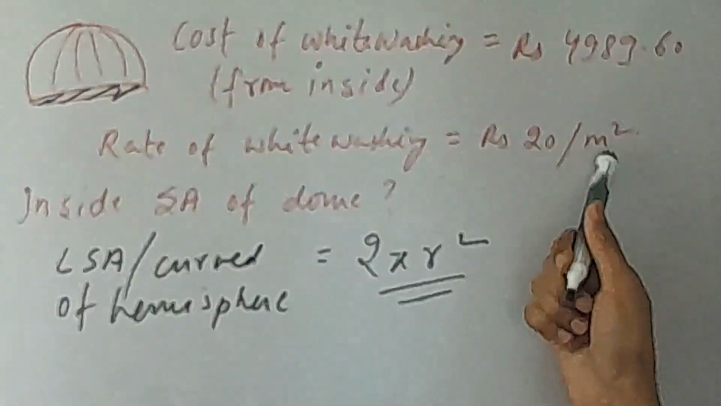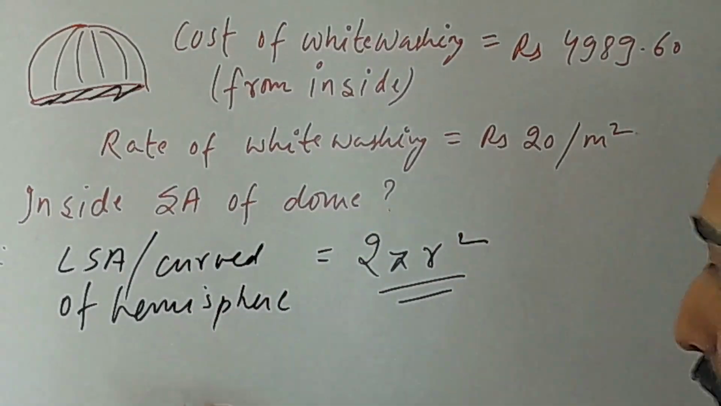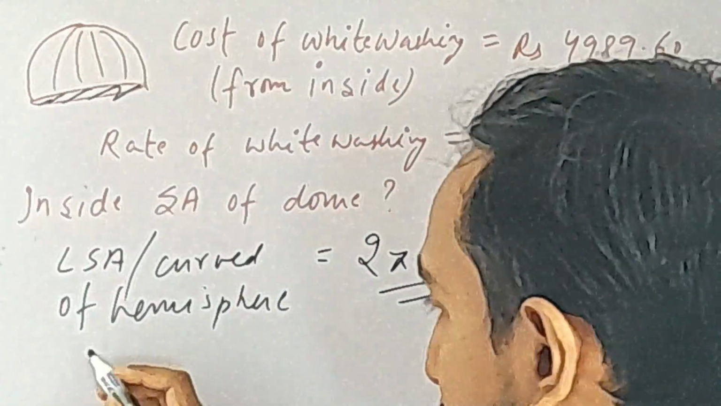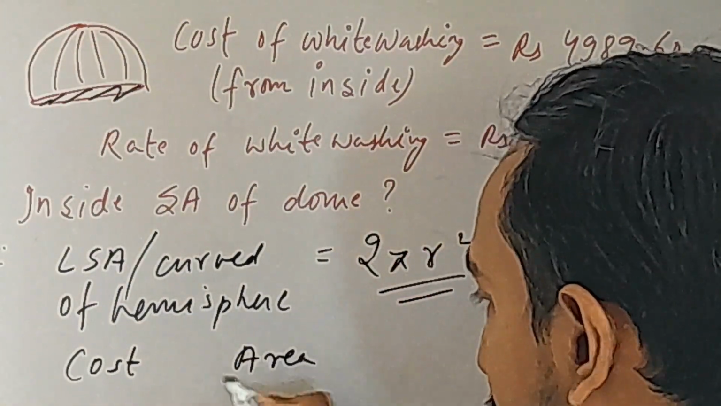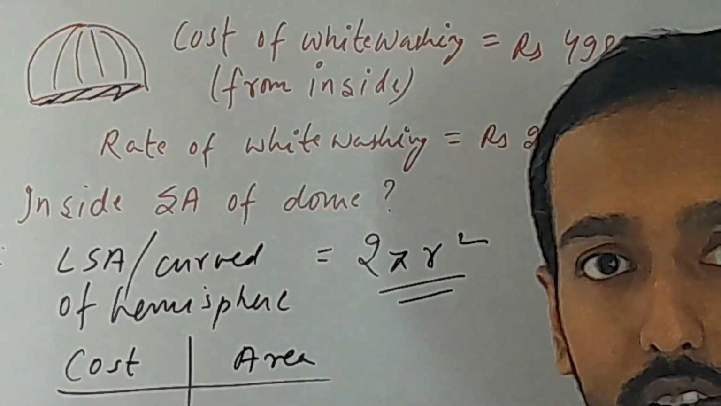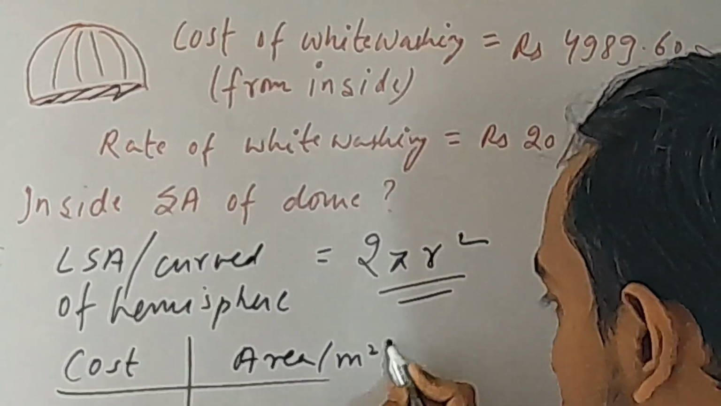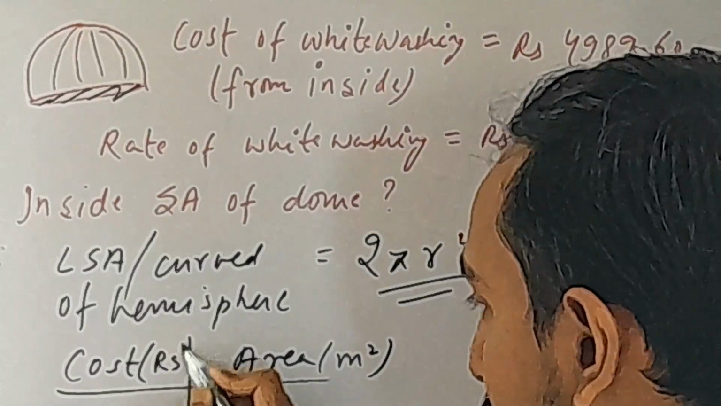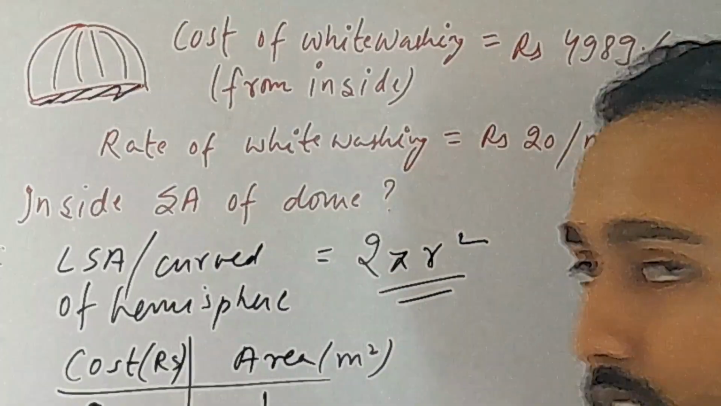In the question it is given that 1 meter square has the rate of whitewashing to be 20. Okay, so first we will prepare a table. Here we will write the cost, and here we will write the area. So for whitewashing 1 meter square, the cost comes out to be rupees 20. So let's put this in meter square and this in rupees. For whitewashing 1 meter square, rupees 20 is being charged by the contractor.